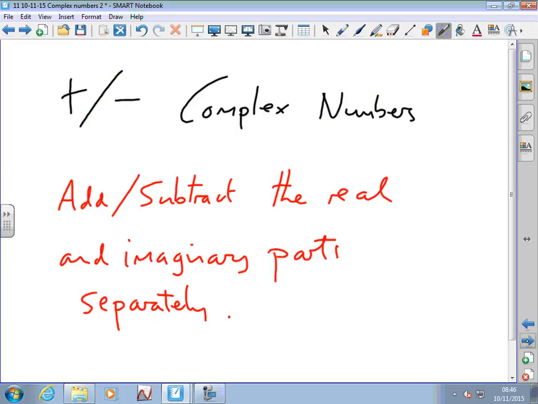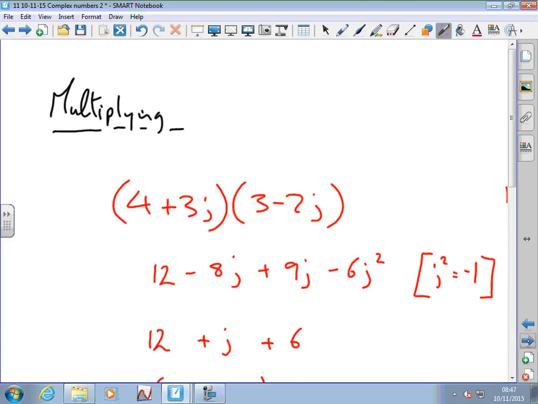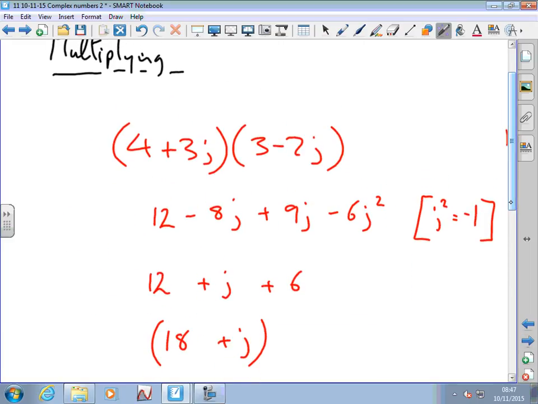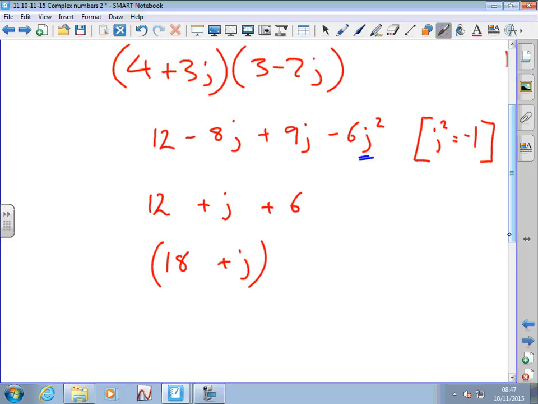We talked about adding and subtracting complex numbers. We add and subtract the real and imaginary parts separately. And we can only add and subtract in rectangular form, not polar form. So if it's in polar form, we need to convert using the calculator, and then we can do the addition or subtraction. In multiplication, we just multiply out the brackets, remembering that j squared is -1, which means we end up with a complex number at the end, which is just a real part and an imaginary part.